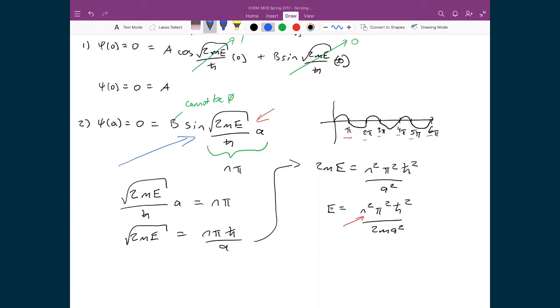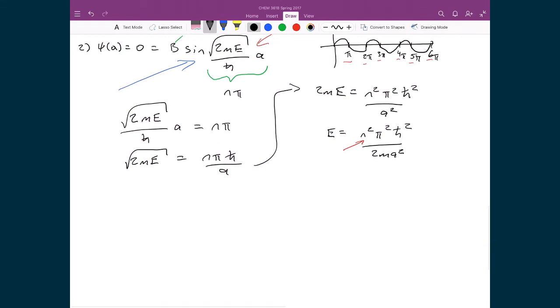And I want you to recall when we solved this in the general case, when this term would have been a beta, we took this condition that root 2mE over h bar times a had to be equal to n pi, and in the previous case we just solved for beta. That's all I'm going to do here. So for number 3, to find the wave function, I'm still going to invoke root 2mE over h bar times a is equal to n pi.